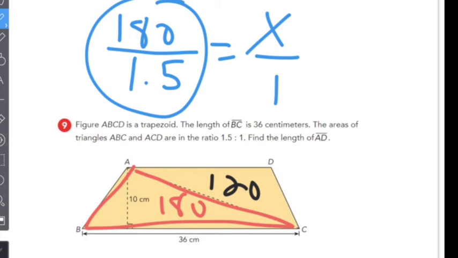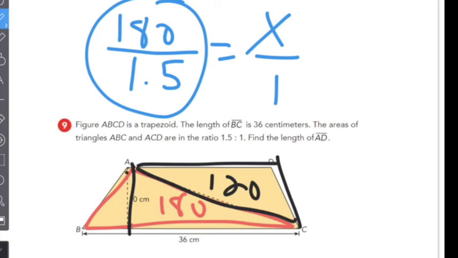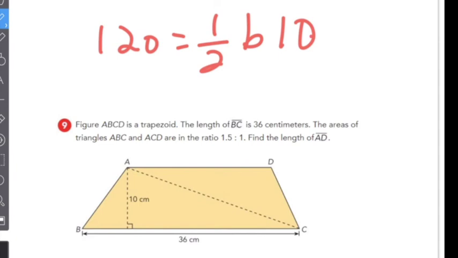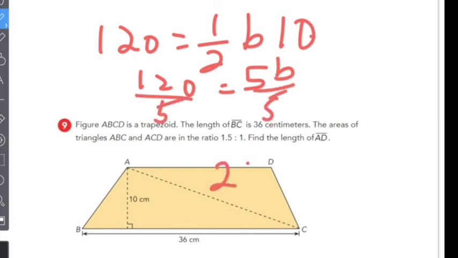So what I do know is that this triangle is 120. I know the height is 10, so I just need to find the base. Let me erase this. 120 equals, that's the area, 1/2 times the base I don't know, times the height, which is 10. I'm going to take half of 10, so 120 equals 5b. Divide by 5, and your answer is 24 equals the base, and it's 24 centimeters.